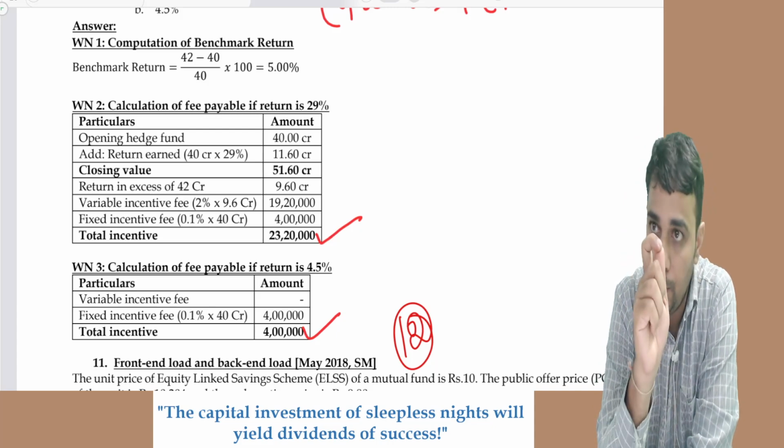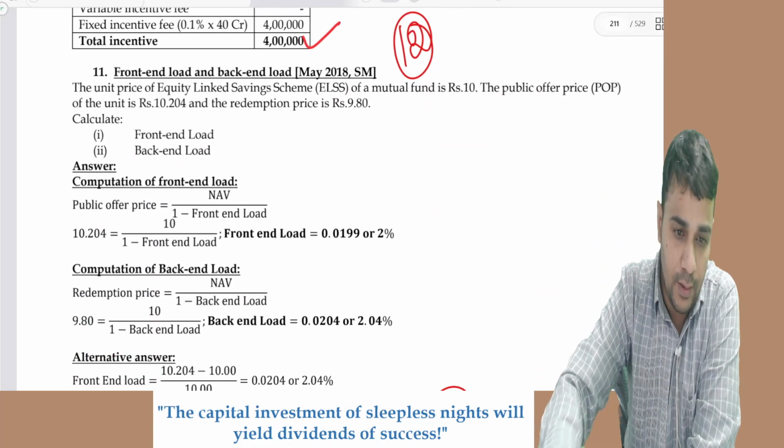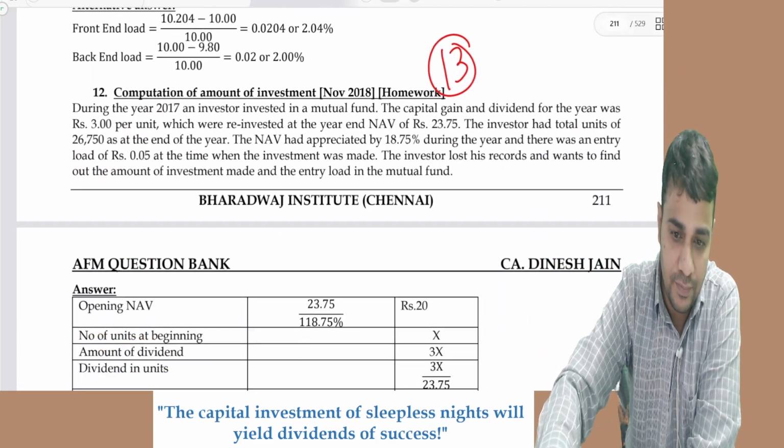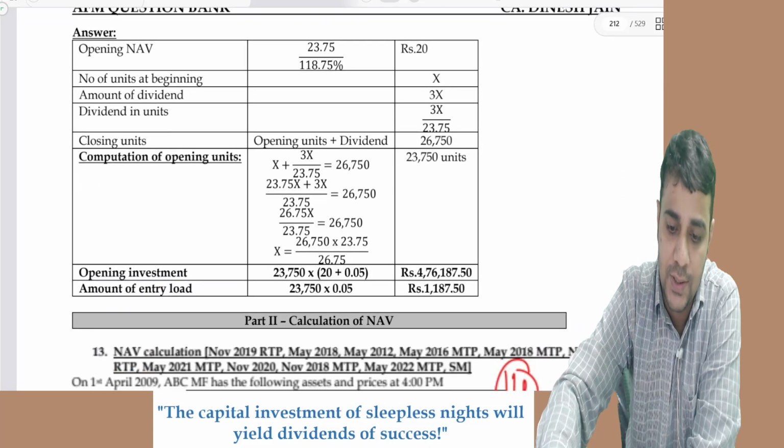At what rate are you going to pay? 2%. Clear? Any doubts on this? This 11 is already done. 12 is in a regular class itself, it's homework, so you can manage it.